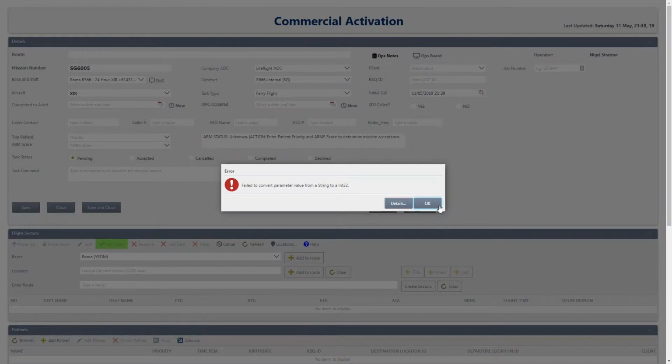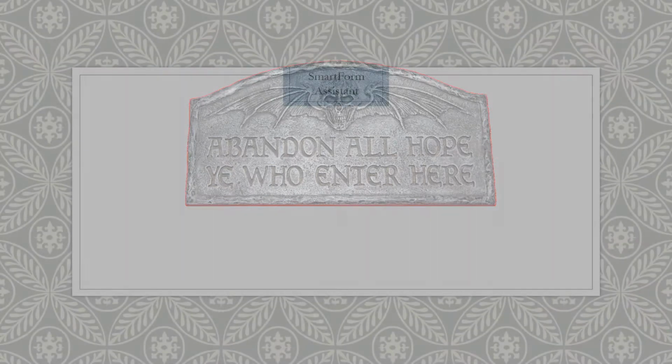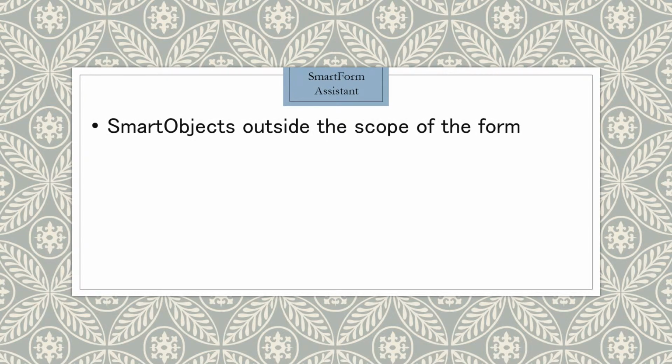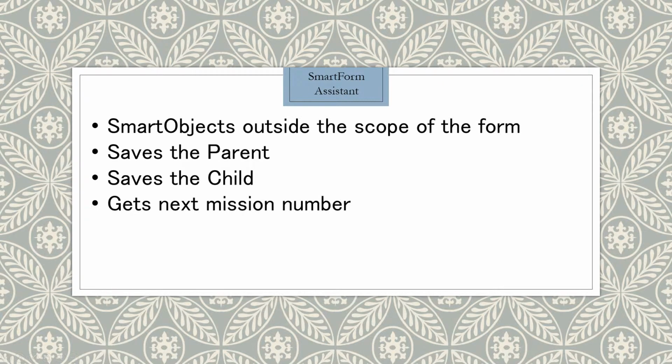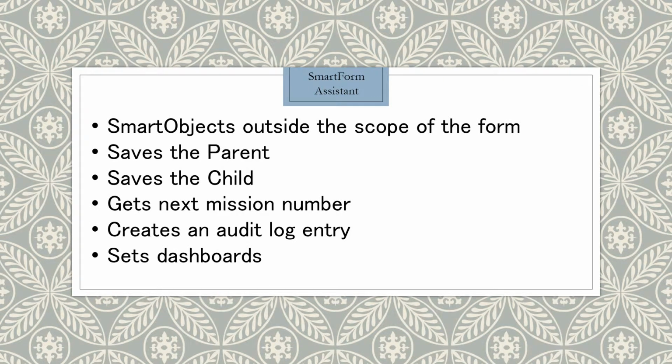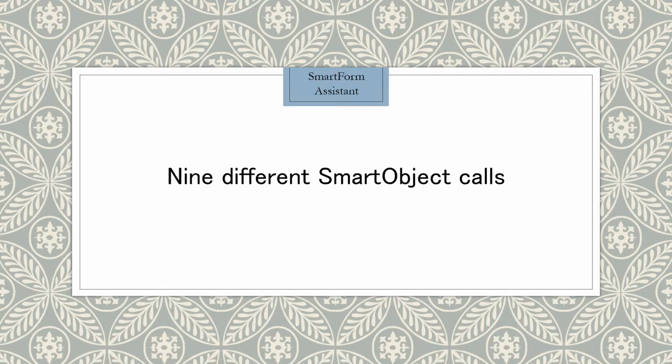This error has little information, and I suggest that K2 actually replace it with the following message. While humorous, anyone who has faced this error on a complex form would no doubt agree. The difficulty with this save button is it calls several smart objects outside the scope of the form, saves the parent, the children, gets the next mission number, adds an audit entry, and sets records for dashboards. There are a total of 9 smart objects called.